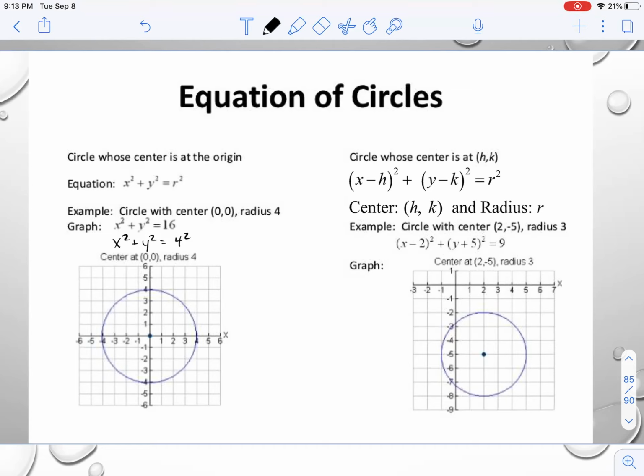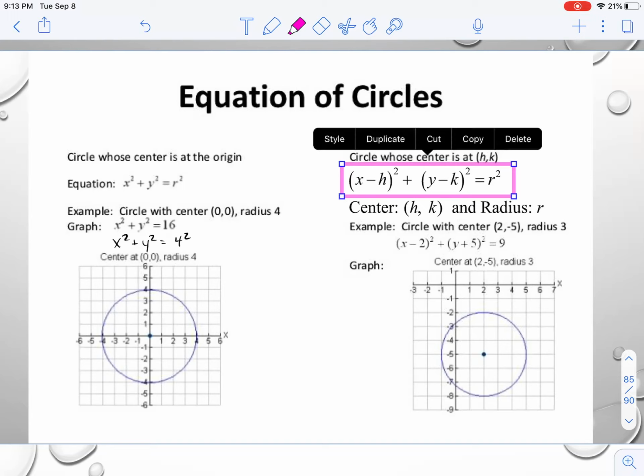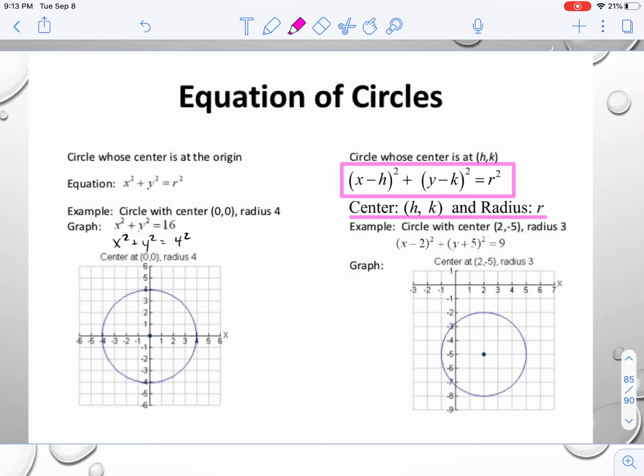Our general equation for the equation of a circle, and the one that you really need to remember, is here. Quantity x minus h squared plus quantity y minus k squared equals r squared. This is going to give me a center at the point h, k and a radius of r units. So the example I have here is quantity x minus 2 squared plus quantity y plus 5 squared equals 9. This is going to give me a center at 2, negative 5 and a radius of 3.